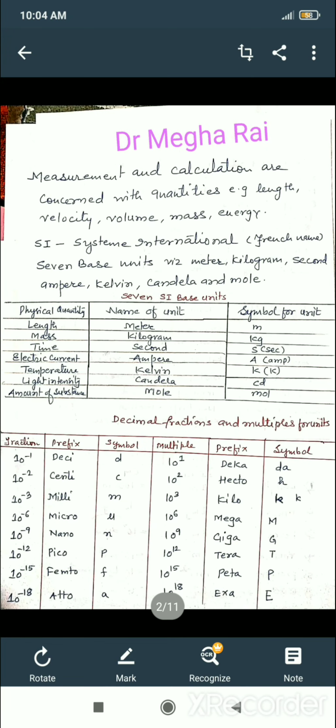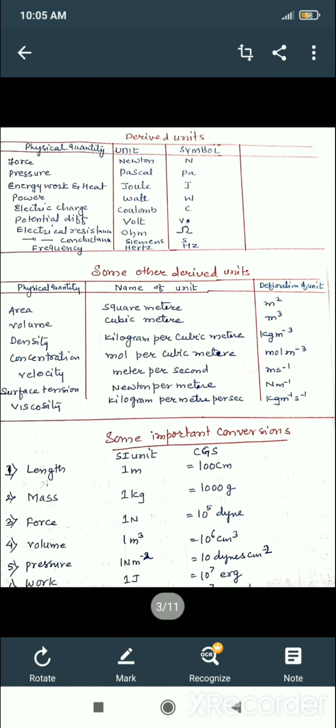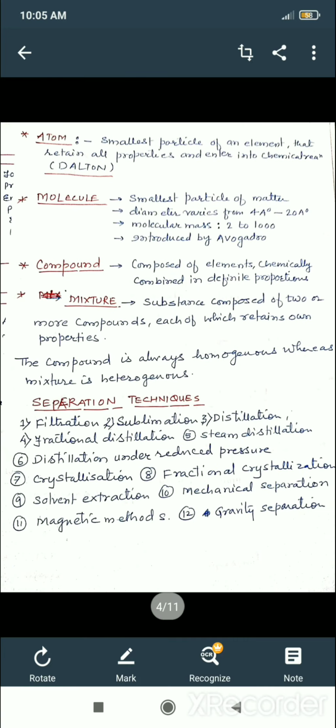In the last two lectures, we have discussed measurement and calculations, the quantities related to the calculations, SI units, the 7 different SI units, and decimal fractions. We have discussed the symbols and also some important conversions.